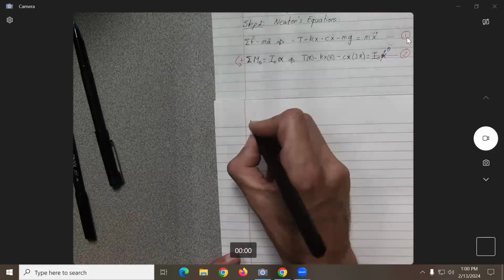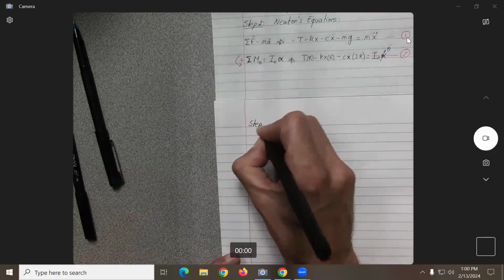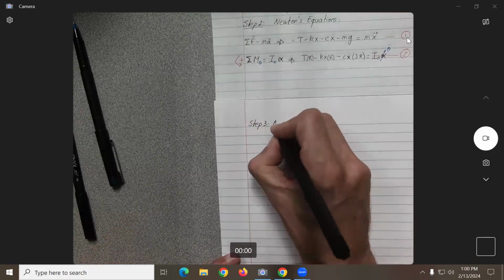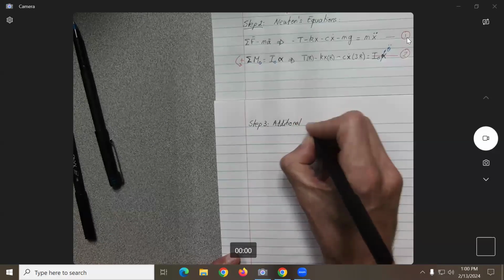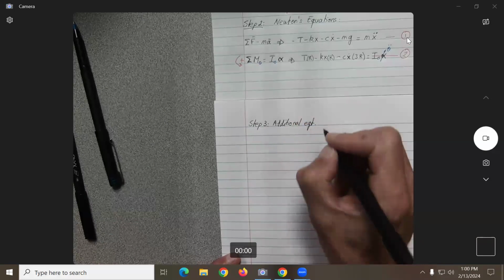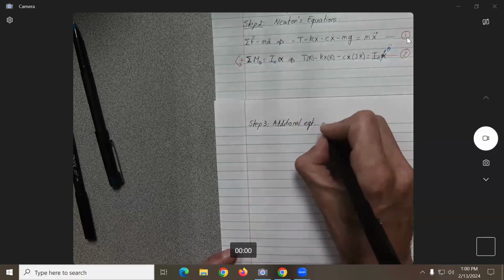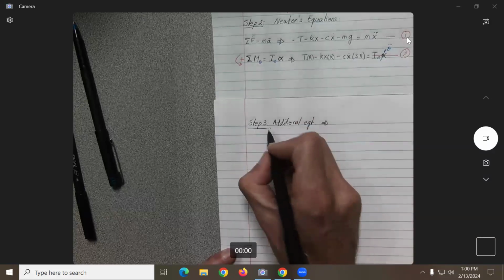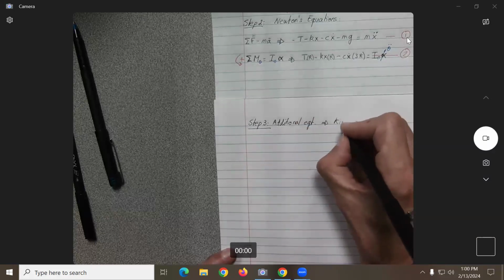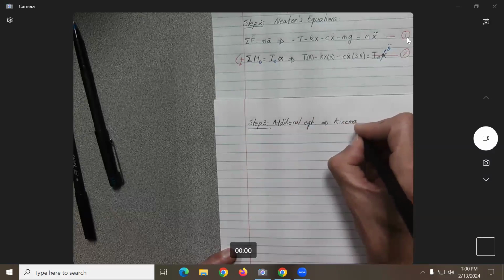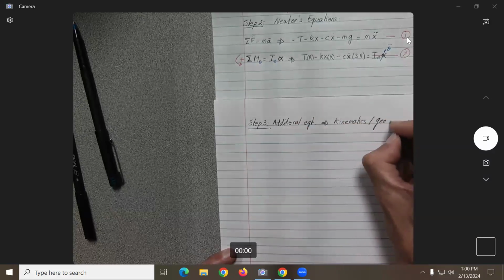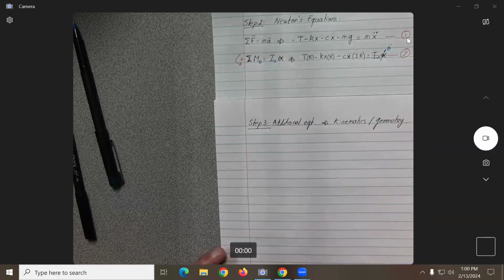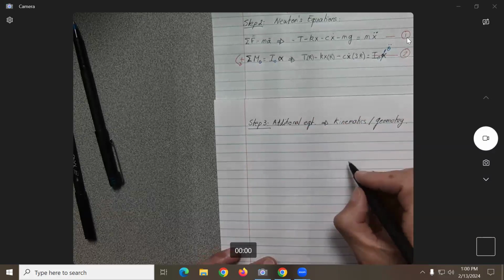Step 3, we find the additional equation. And generally, we say that we're going to get the additional equation from where? Either kinematics or geometry, no? Okay, so this one is a difficult part now. That's why I decided to do this problem.